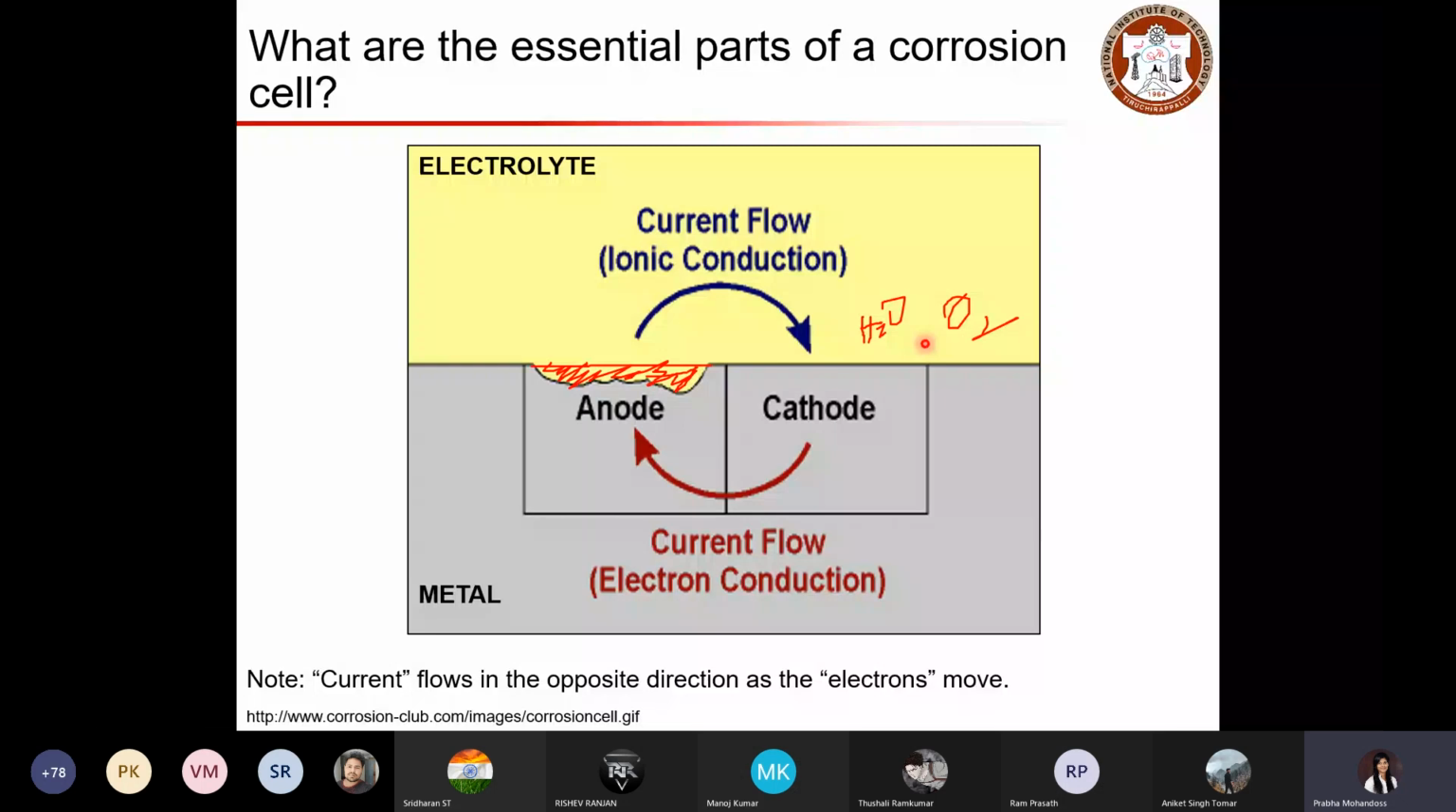So here you can look at the basic mechanism behind the corrosion. For corrosion to occur, you need to have four basic components, or those are the essential parts of any corrosion cell. So one is the anode. Here you can see the anode, and another one is the cathode. Then you need to have a conductor, in the form of an ionic conductor, and then you need to have an electronic conductor.